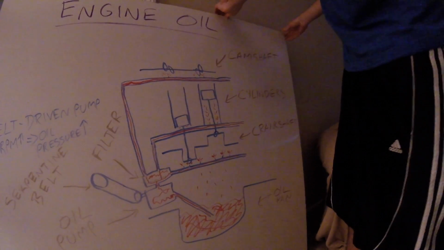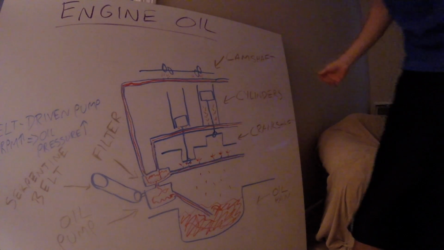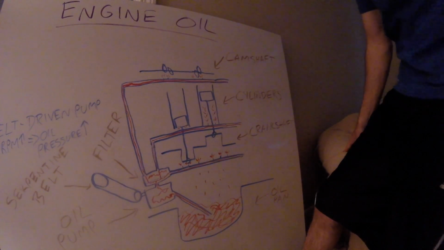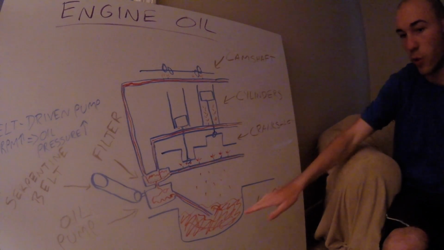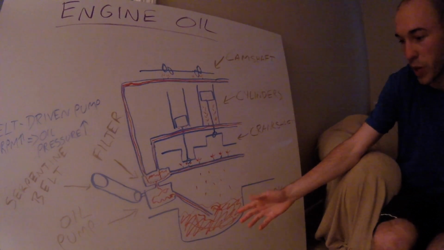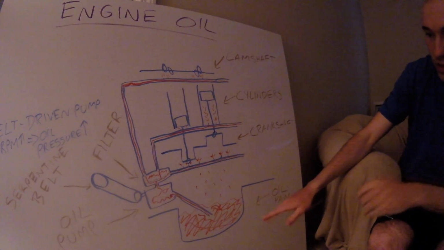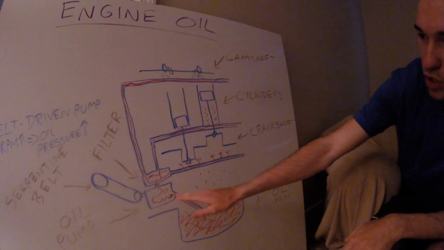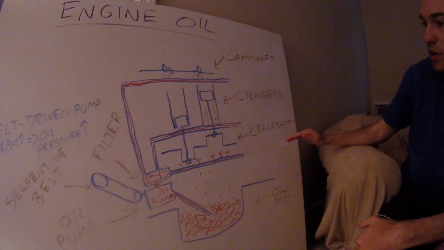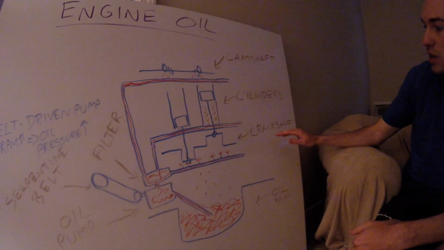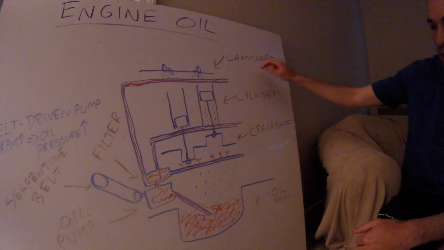Here we have a picture of the engine and the whole oil system. Starting at the bottom, you have all your oil down here, and the oil pan is at the bottom of the engine. Here it's going to be sucked up by the oil pump, pressurized, go through the filter, and go to lubricate three main parts of the engine: your crankshaft, cylinders, and camshaft.